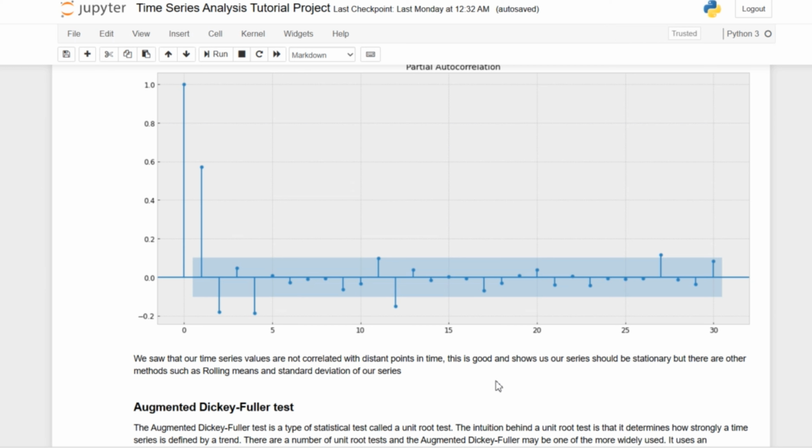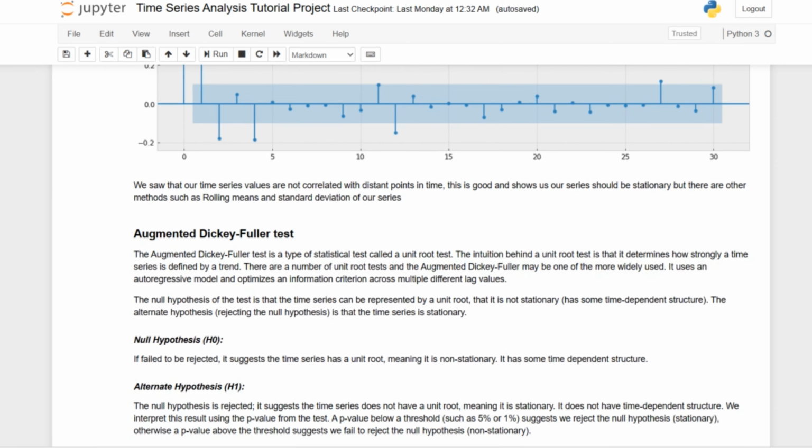There are several other methods, guys. This is not the only method we can use. There are other methods, like using rolling means and again plotting the standard deviation, to check whether our series is stationary or non-stationary.